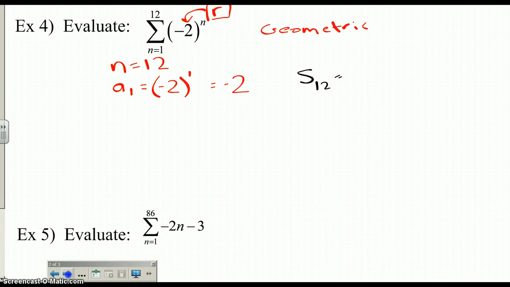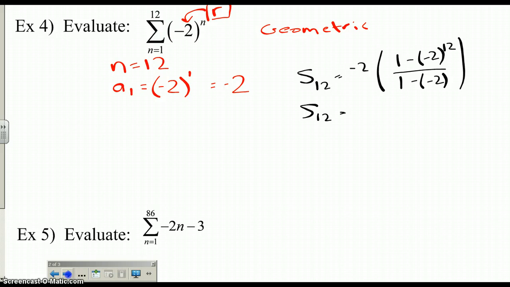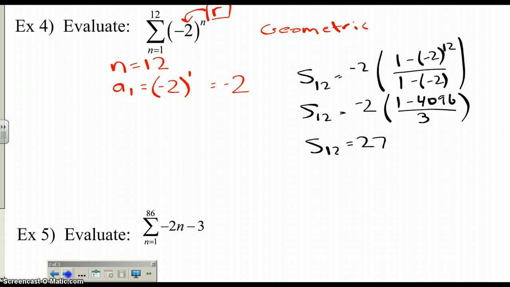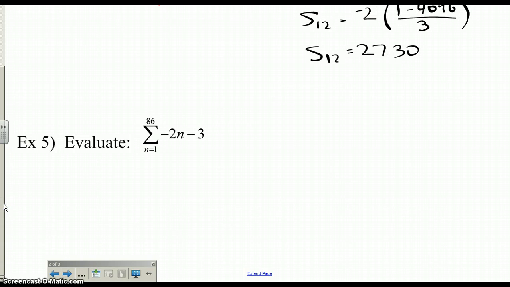S sub 12 equals negative 2 times (1 minus, in parentheses, negative 2 to the 12th) all over 1 minus a negative 2. So the next step, I get negative 2 times (1 minus 4096) over 3. And we get S sub 12 equals 2,730. Okay, we've got one more.